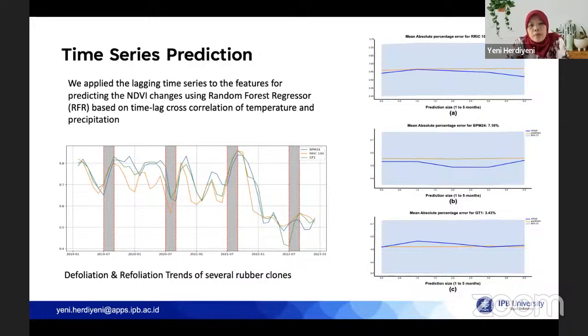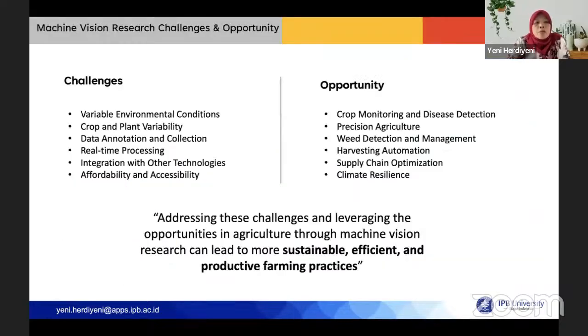In this work, we observe the phenology of the rubber, and we found that there is a correlation between temperature, precipitation, and also NDVI. We found some challenges from this work: variable environmental conditions, crop and plant variability, data annotation and collection, real-time processing, integration with other technology, and affordability and accessibility.